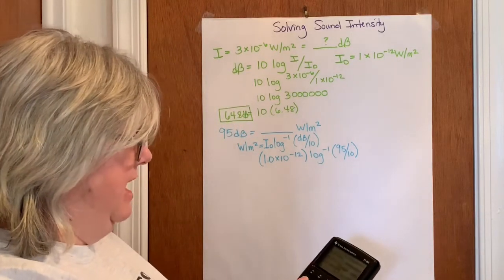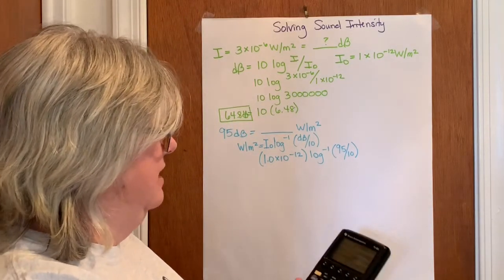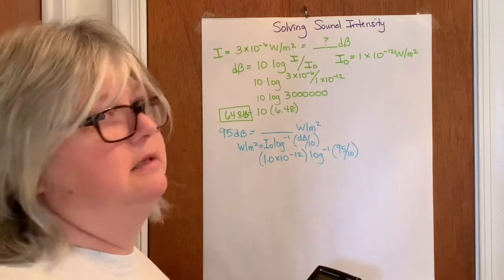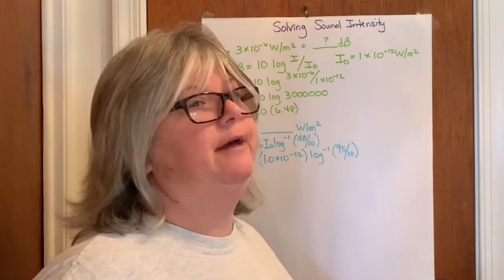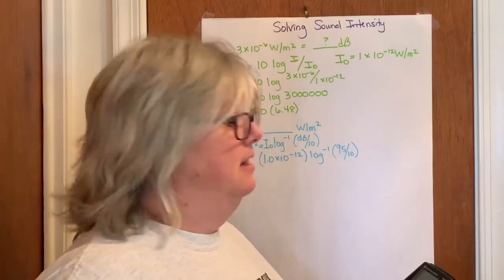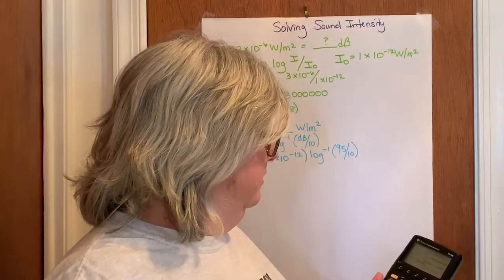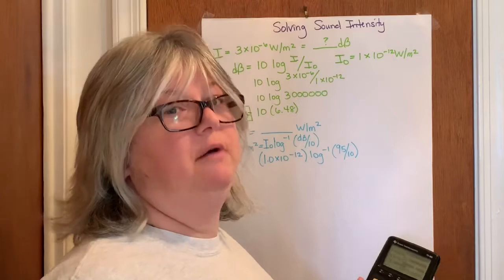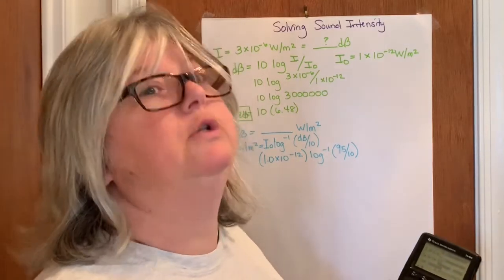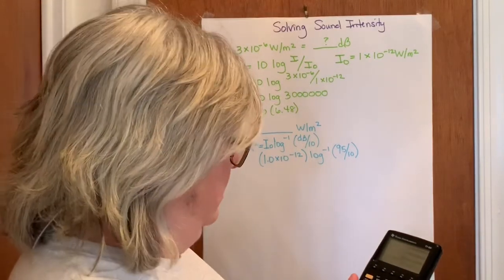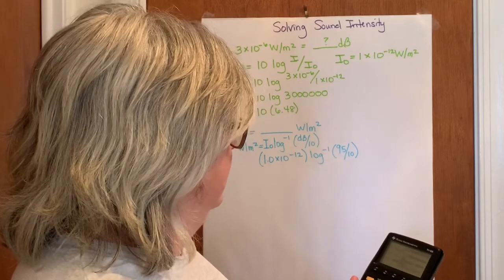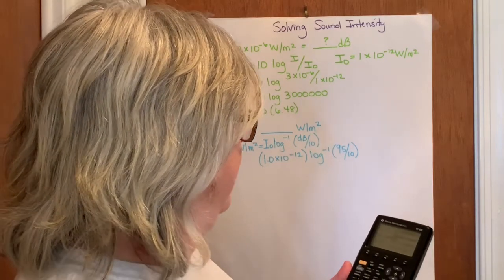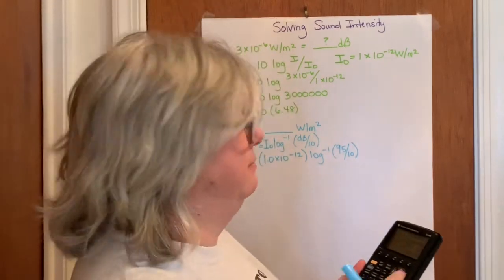To do that, I'm going to have to use my inverse log key. Now, depending on your calculator, you're going to do that a variety of different ways. My calculator, it's a simple thing of going second log. You've got to check with your calculator as far as how you put that in. So I'm going to put in second log 9.5, and that gives me a pretty big number.